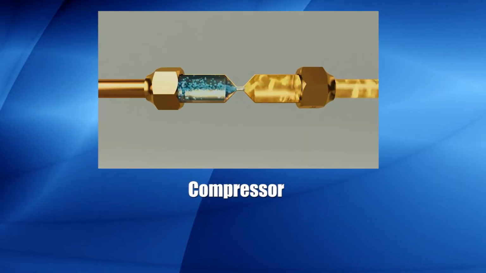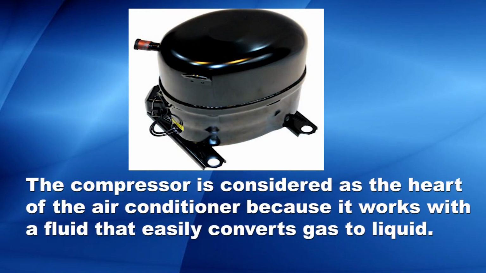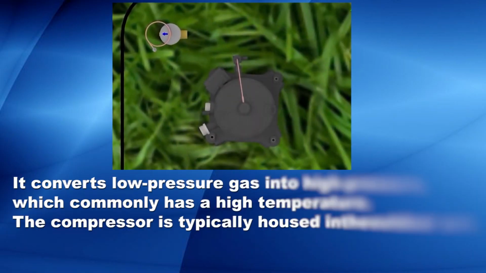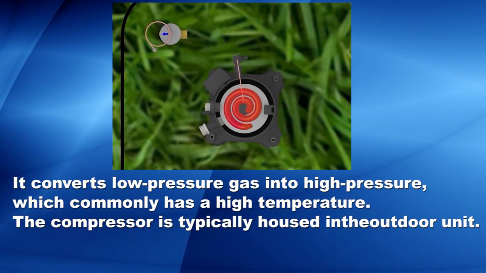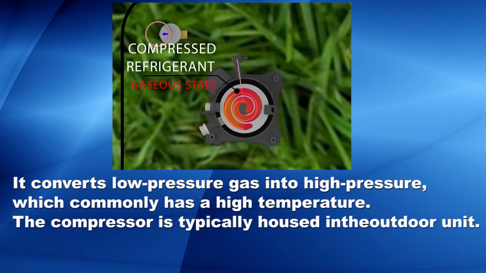An air conditioner consists of various components that work together to cool and condition the air in an indoor space. The primary parts of an air conditioner are: number 1, compressor. The compressor is considered the heart of the air conditioner because it works with a fluid that easily converts gas to liquid. It compresses the refrigerant and increases its pressure and temperature. It converts low pressure gas into high pressure gas, which commonly has a high temperature.